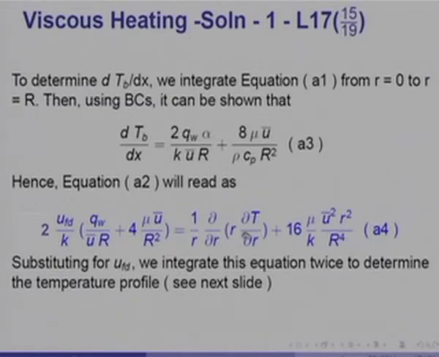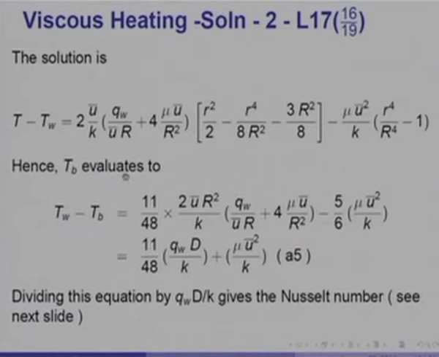I must integrate this equation twice and determine two constants of integration to determine the temperature profile. The temperature profile looks something like this. Remember again, if mu was 0, that is if viscous dissipation was neglected, then that term would be 0, and we will recover our original case of solution without viscous heating. And the T bulk then evaluates, this temperature must be integrated with U_FD, and T wall minus T bulk would evaluate to 11 by 48 q wall D by k plus mu u bar square by k.